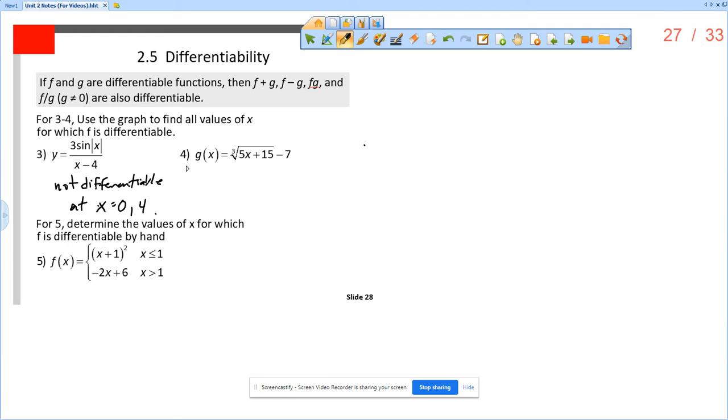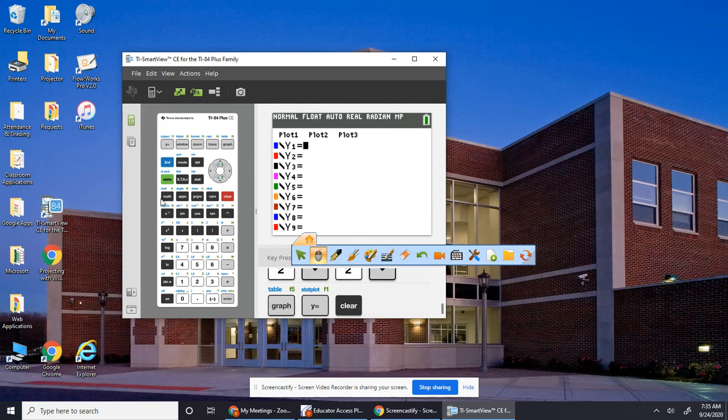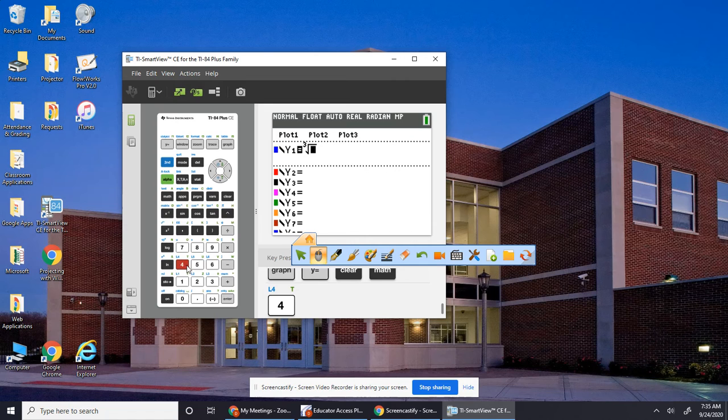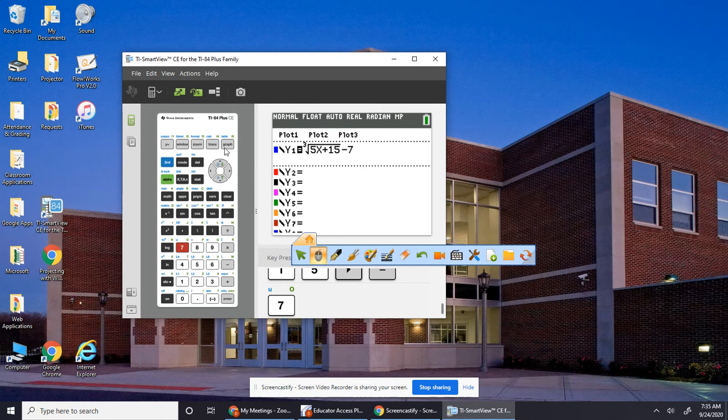Okay. All right. Now, what about this one? G of x equals the cube root of 5x plus 15 minus 7. All right. So we're going to graph that. So go back here and we want the cube root. So math. And then choice number 4 is cube root of 5x plus 15. And then outside of the radical minus 7. Is that the right function? 5x plus 15 minus 7. All right, so we're going to hit graph here.